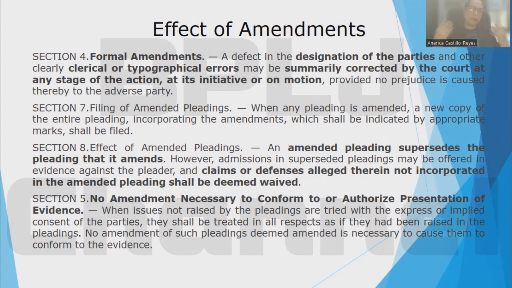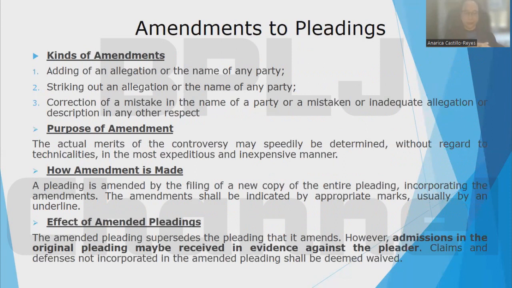So you must always remember that in the introduction of evidence, you must not allow the other party to introduce evidence which was not raised in his pleadings. If you do not object, and evidence is introduced on a matter which is not raised in the pleadings, then it becomes part of the records and there is no need to amend the pleadings in order for it to conform to the evidence.